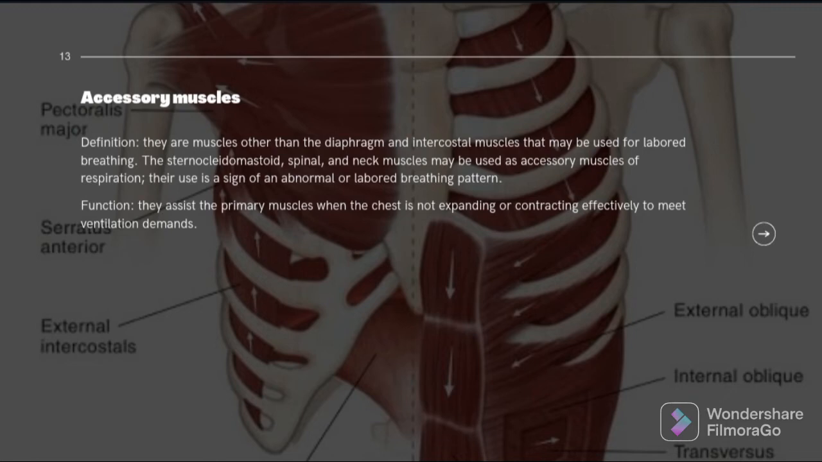So the accessory muscles are the muscles of the neck, back, and abdomen that in some cases can assist the diaphragm with breathing. It is abnormal for these muscles to be used during normal breathing. In fact, when these muscles are in use, it indicates that the person has an increased work of breathing and may be in some form of respiratory distress.